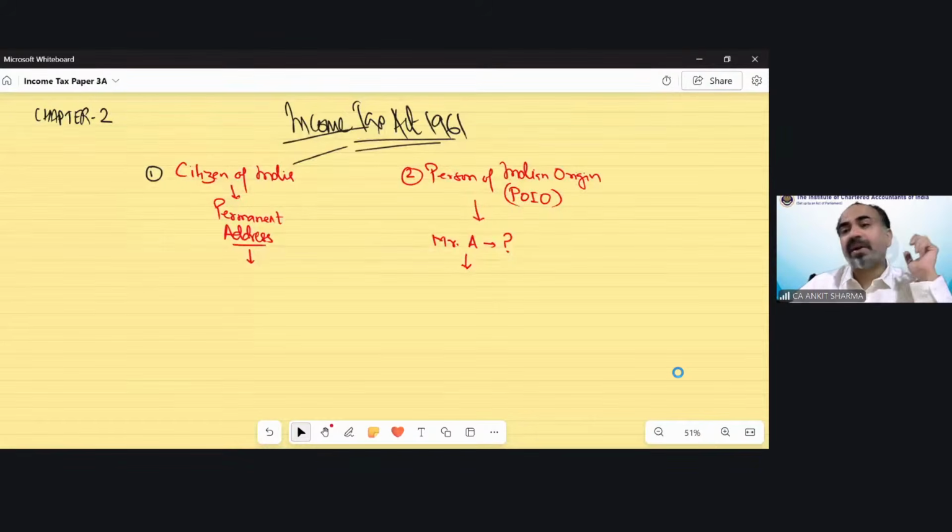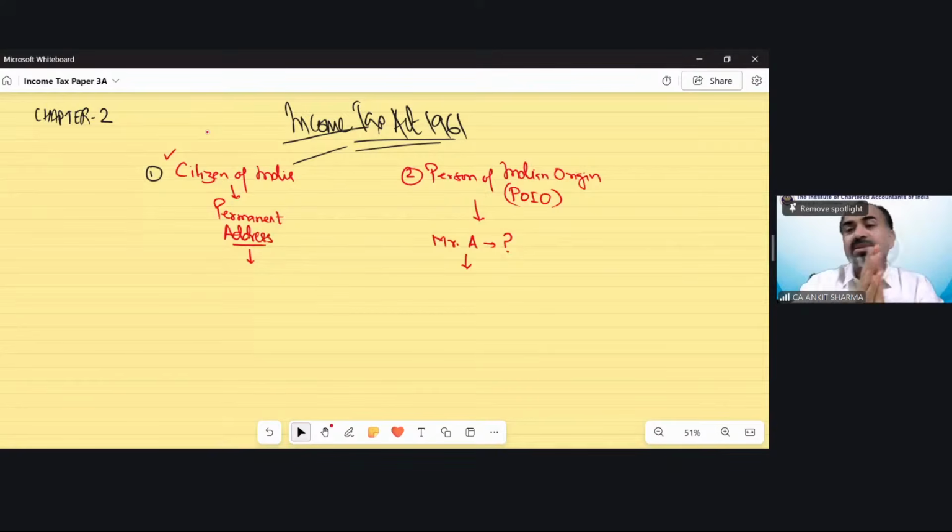Before starting the topic of how to find out the residential status of a person, there are two terms we need to discuss before that. And what are these two terms? First is the meaning of citizen of India. A very important point in this chapter is citizenship. How do we find out whether you are a citizen of India or not?